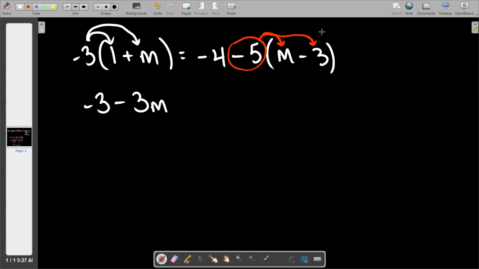It's not part of this discussion. So first thing I'm going to do is just bring the equals down and bring the -4 down so I don't do anything stupid, like add those -4 and -5 together. You're done if you do that. You can't do that. Now, what is -5 times m? -5m. And what's -5 times -3? Positive.